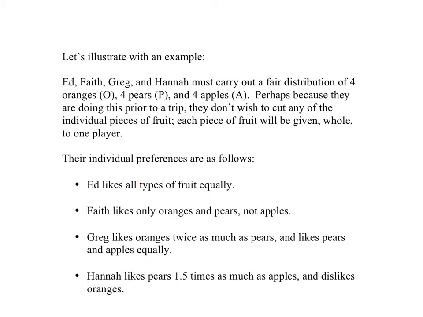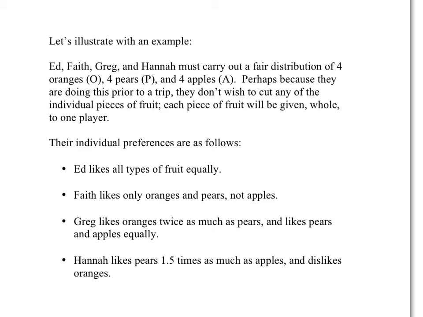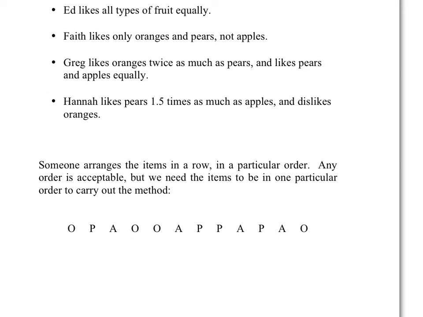With this given information, we can set up a point scheme similar to what we've done for other types of division problems. But before we get there, there is one other aspect which is truly essential here, and that is that someone arranges the items in a row in a particular order. This is crucial to how the method works. Any order is acceptable, but we need the items to be in one particular order to carry out the method. So behold, this is the order in which somebody arranges the items. O for orange, P for pear, A for apple.